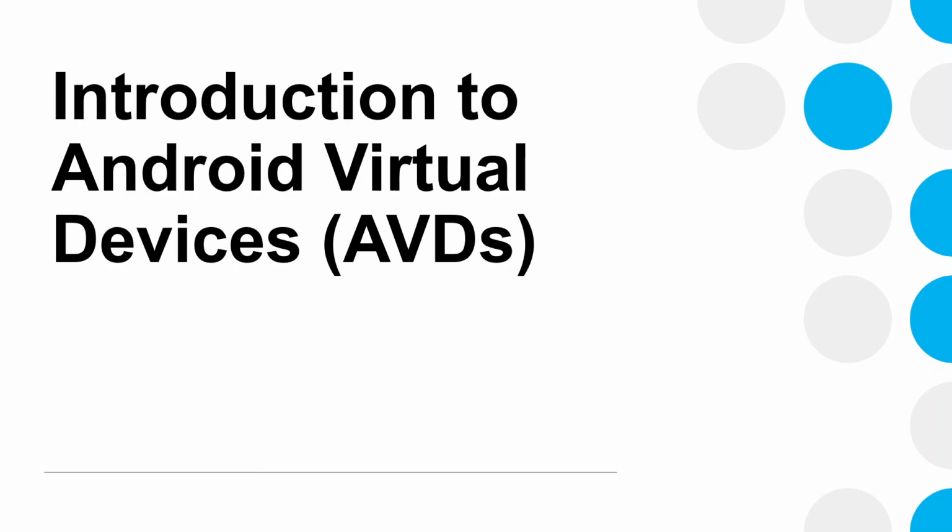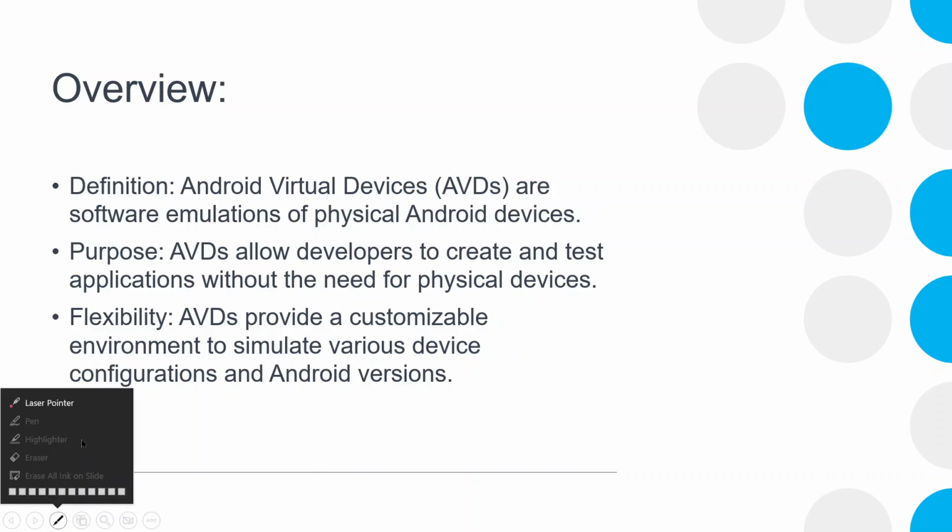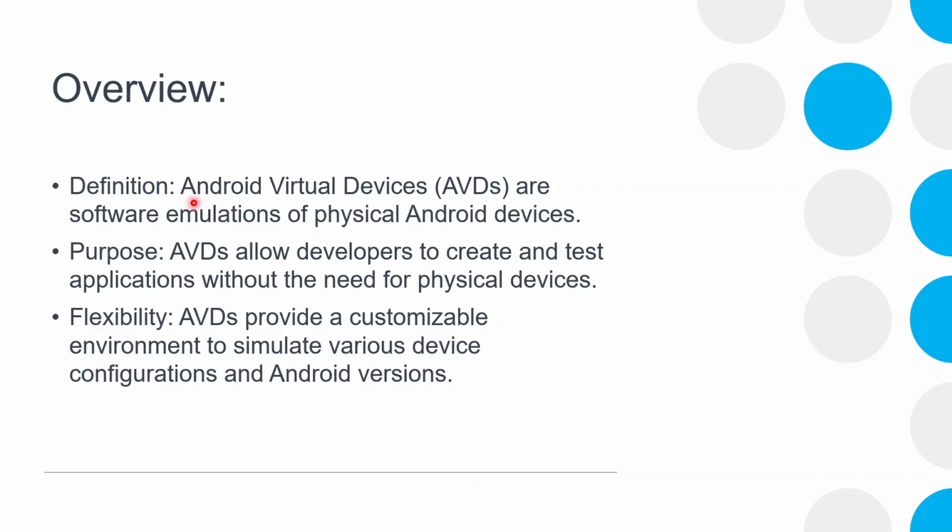So, moving to the next slide, what is the overview of virtual devices? First of all, the definition. Android virtual devices are the software emulation of a physical Android device. We have used a lot of various Android devices, and for that we need to create Android virtual devices for testing purposes only.